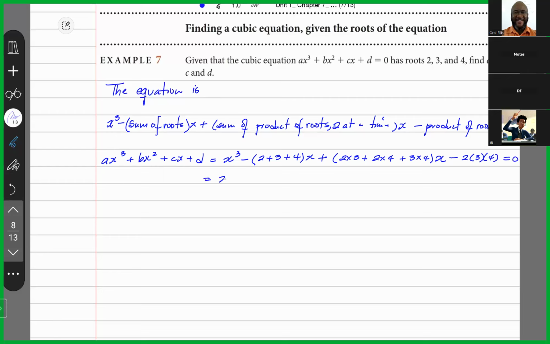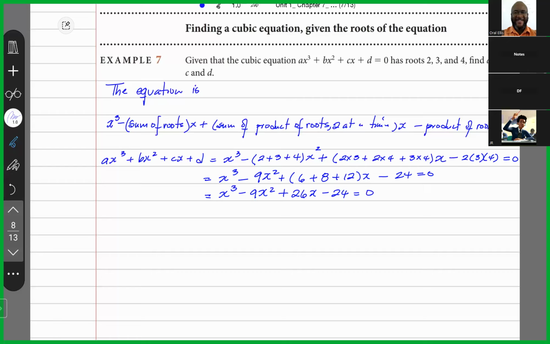So this would be x cubed minus 5 plus 4 is 9x squared. There should be a square here. Plus, this would be 6 plus 8 plus 12 x minus 24 is equal to 0. So this is x cubed minus 9x squared plus 26x minus 24 is equal to 0.